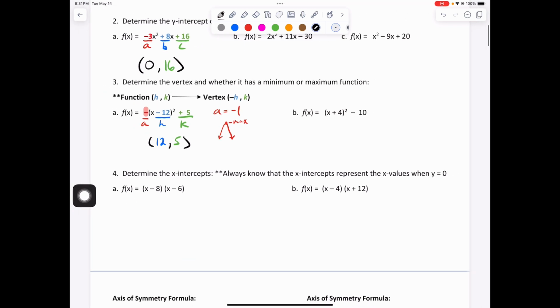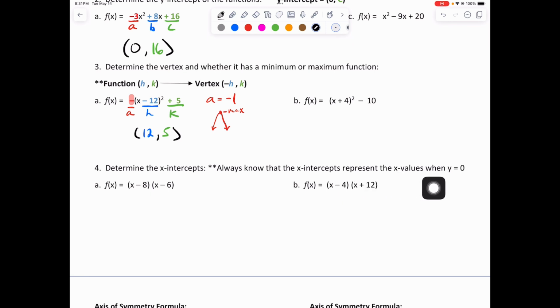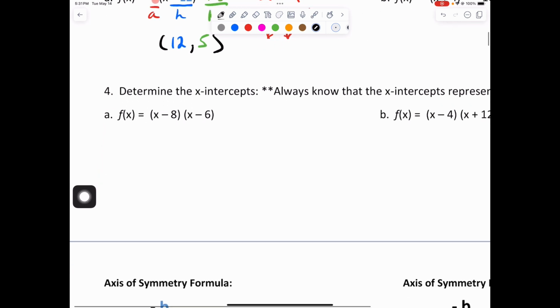Always know that the x-intercepts represent the x values when y equals 0. For a, f of x equals x minus 8 and x minus 6. The beauty about factored form is that we can easily identify the x-intercepts. Now the x-intercepts are, take a look, so x minus 8, correct?